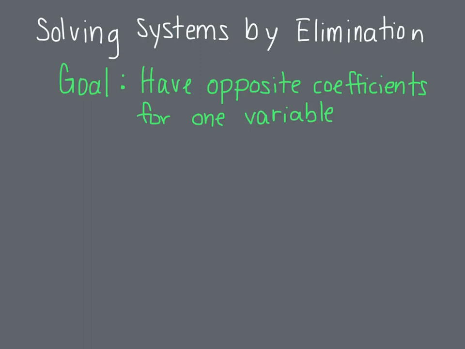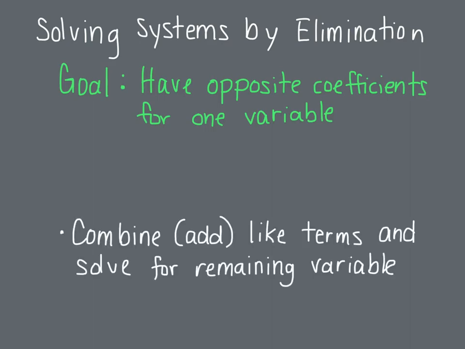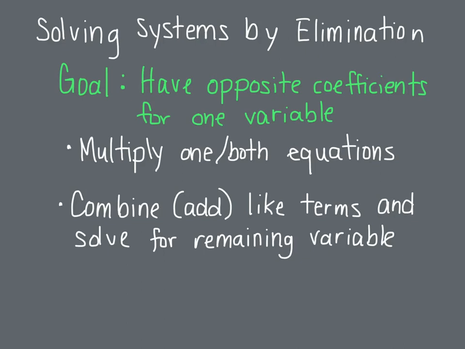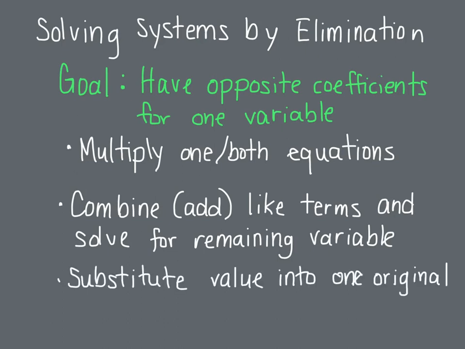To recap, when solving systems by elimination, your goal is to have opposite coefficients for one of the variables. When you have this, you can combine or add like terms so that that variable will cancel out, and then you can solve for the remaining variable. Sometimes, before combining, you might need to multiply one or both of the equations by some number in order to have opposite coefficients. Once you've combined or added like terms and then solved for a remaining variable, you're going to substitute that value into one of the original equations and solve for the other variable.